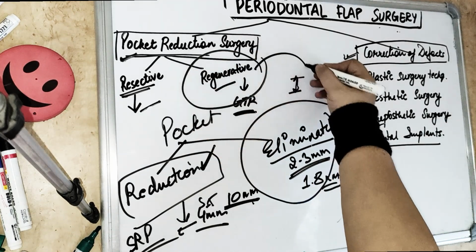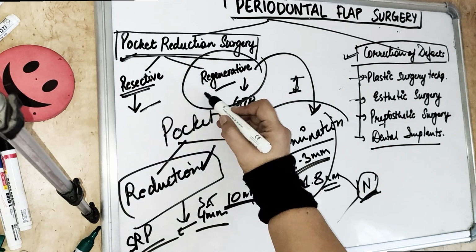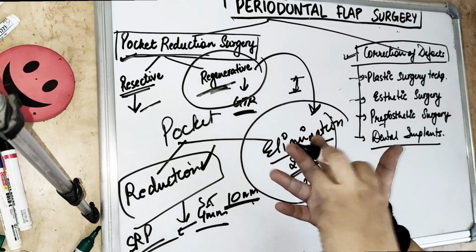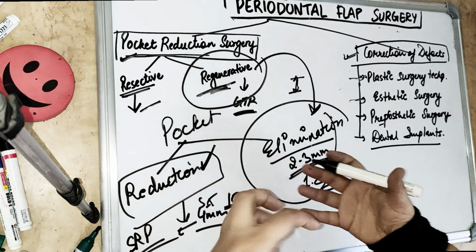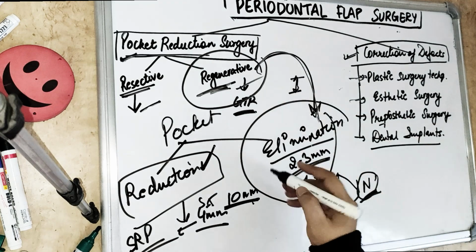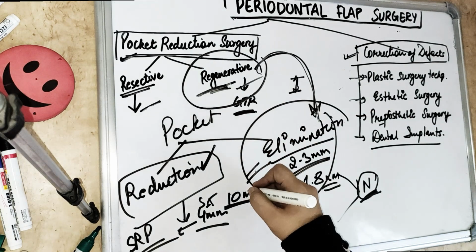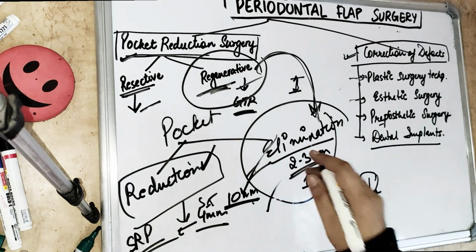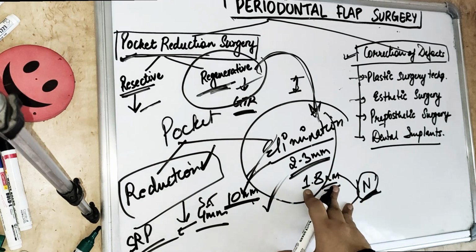So any regenerative procedure will eliminate the pocket, because regeneration, as we have talked about, is taking it to such a relation that it was previously, that it was normal. So doing any regenerative procedure will also come under the pocket elimination procedure. That would be a papillary preservation flap, or it can be the conventional flap procedure.